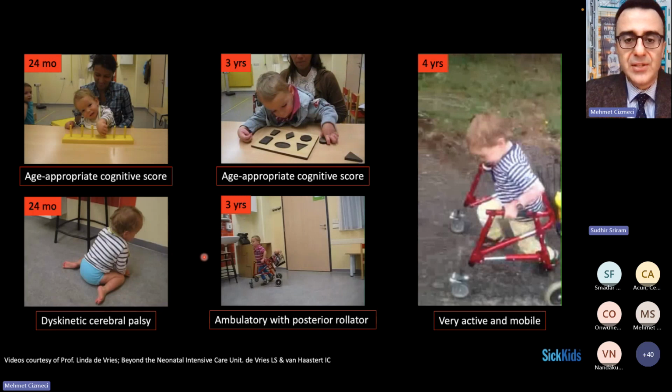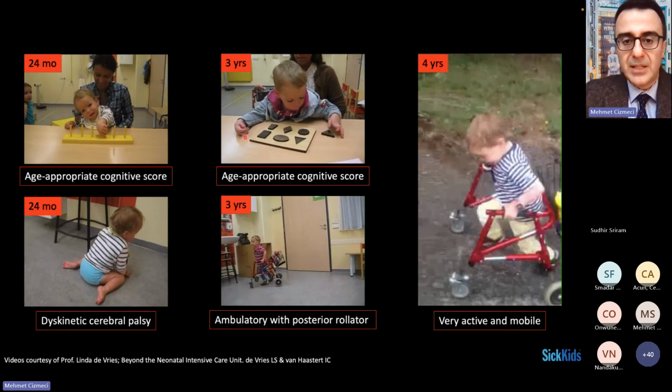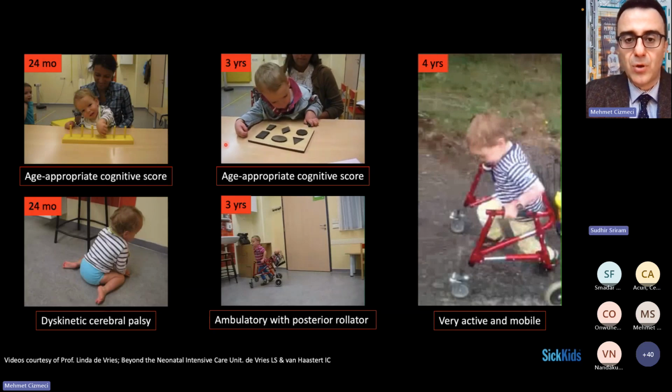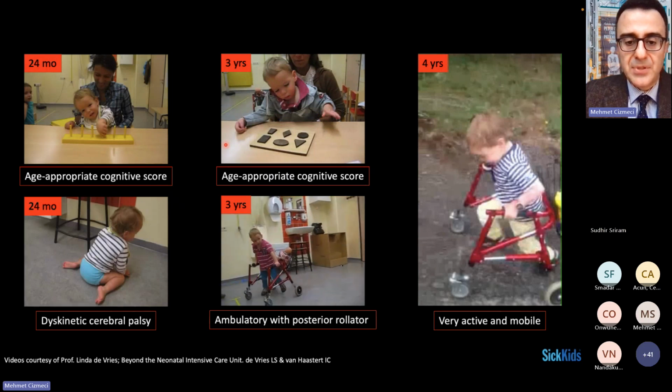At 3 years of age, the baby is still age appropriate from a cognitive perspective, but looking at the posture of the hands, you can see the abnormal posture due to high tone in the distal portion of the upper extremities. At 3 years, this baby is presenting with.